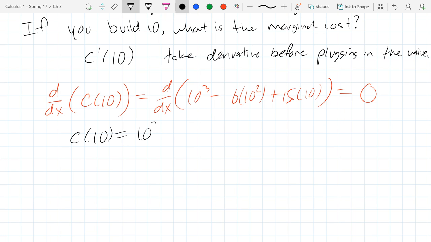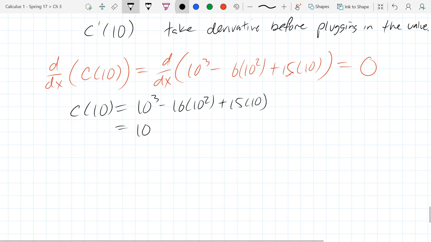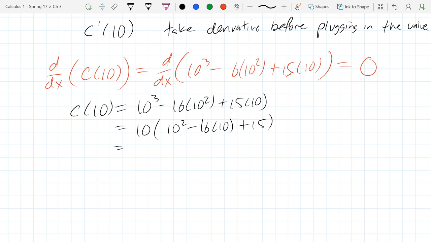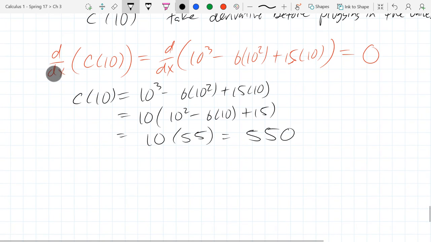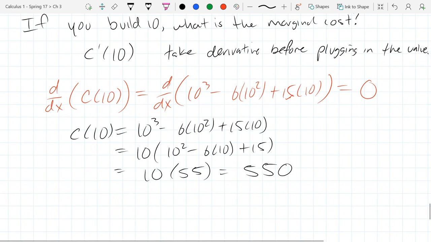So we got 10 cubed. This looks like it's tough to compute, but let's factor out a 10 and make our numbers smaller. Oh, yeah. I'm stuck on the last 16 from the other problem, because there were 16 all over that problem. So now we got 100 minus 60 is 40, plus 15 is 55, hopefully. 55 times 10, so 550. All right, so that's the cost to build 10.